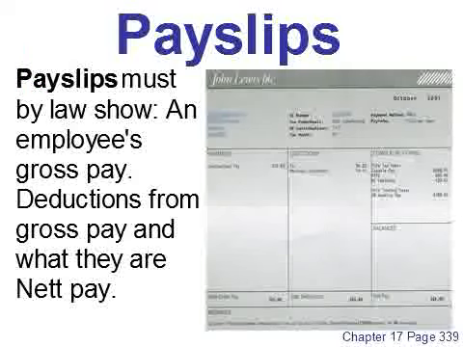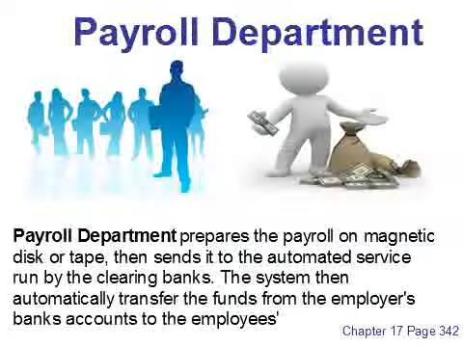Payslips. Payslips must by law show an employee's gross pay, deductions from gross pay and what they are, and net pay. Payroll Department. Payroll Department prepares the payroll on magnetic disk or tape, then sends it to the automated service run by the clearing banks.